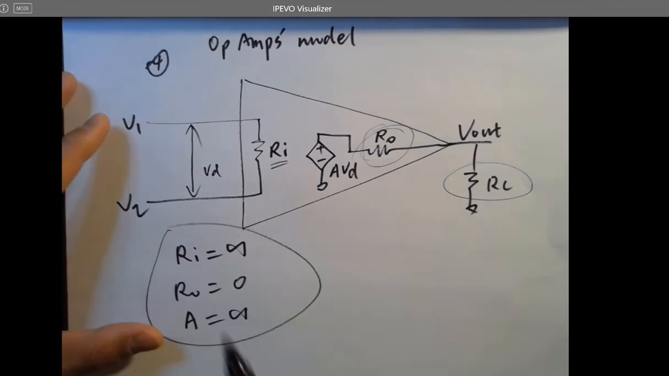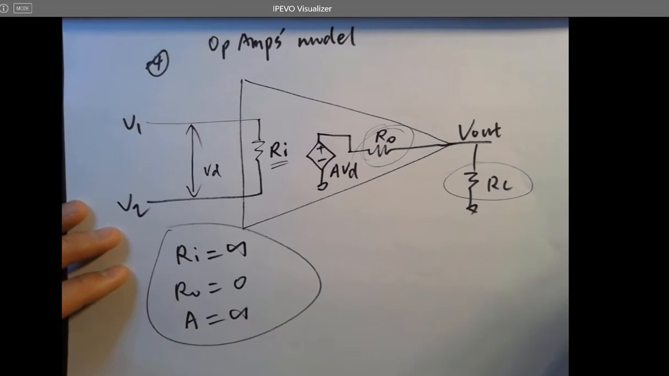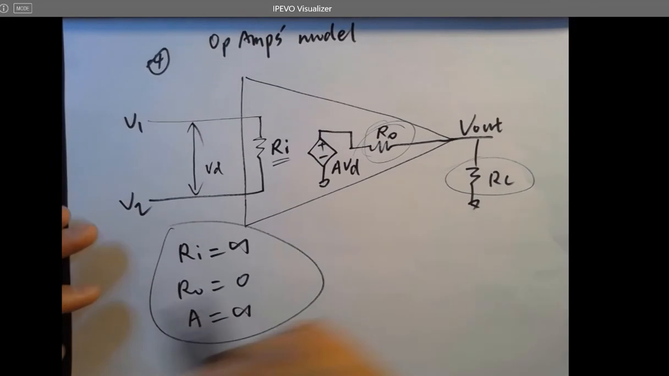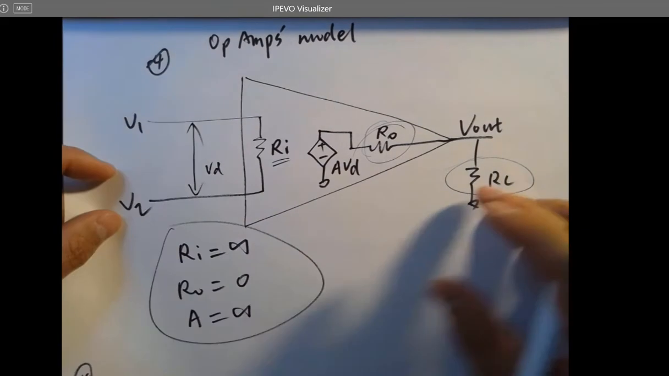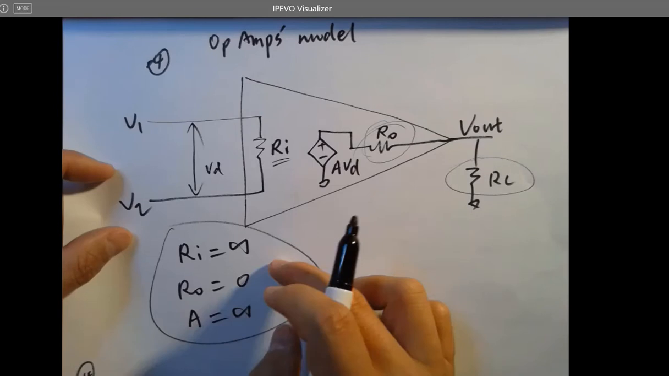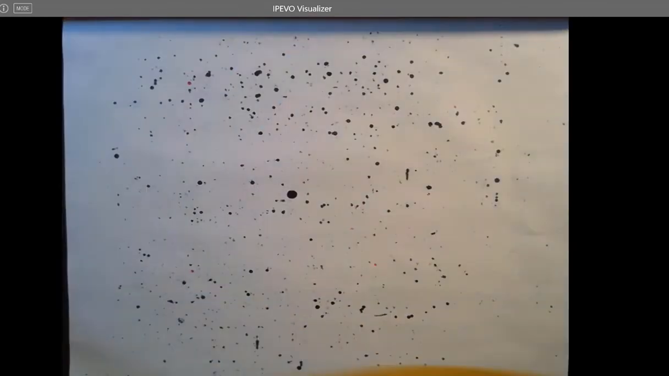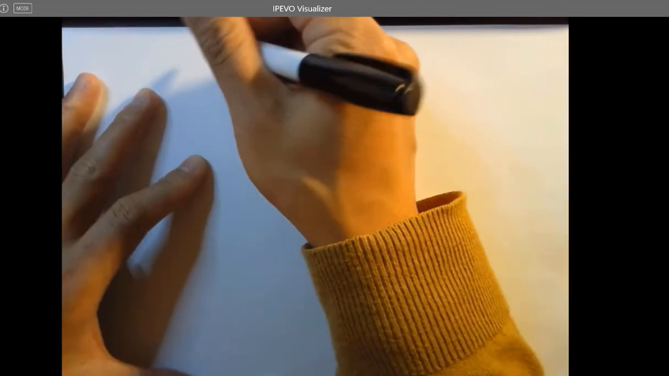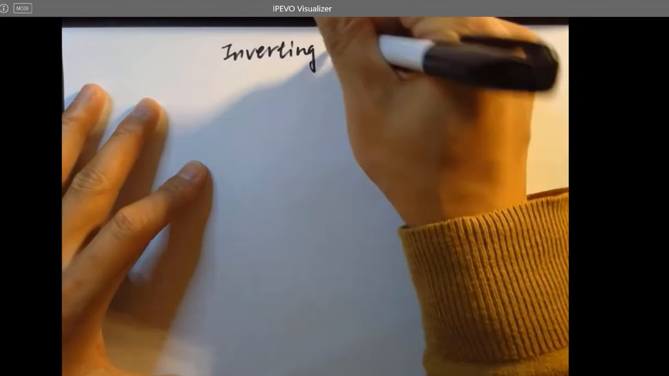Okay, so these are the 3 fundamental properties of a commercial op-amp you can buy from the market anywhere, or you're going to use in the lab in this class. So keep in mind, these are the properties of the op-amp. Now let's take a look at a very fundamental structure of the op-amps we are going to use. It's called the inverting amplifier.